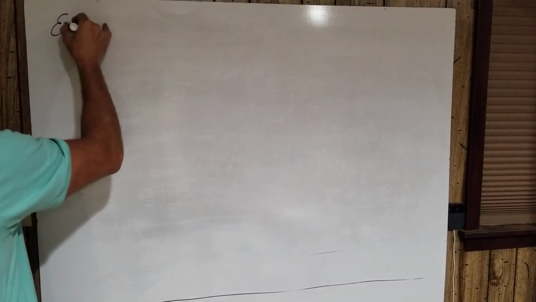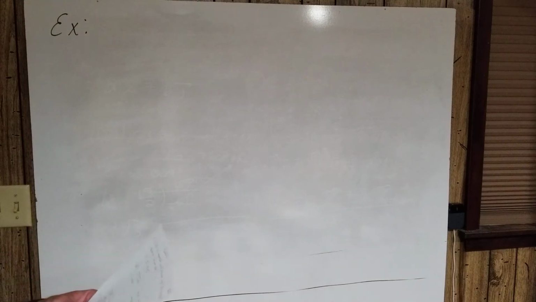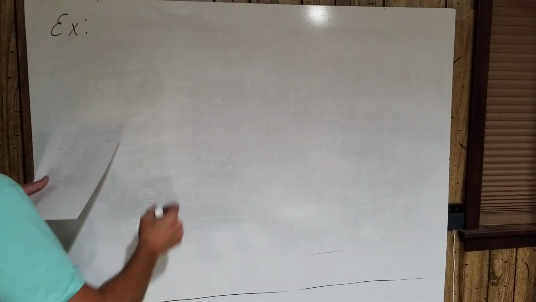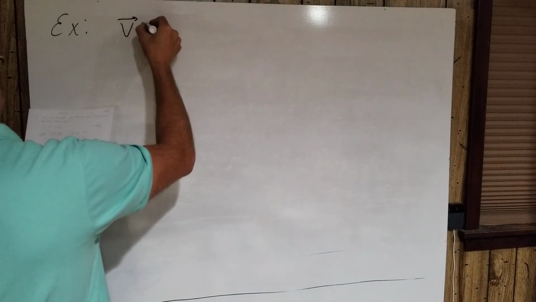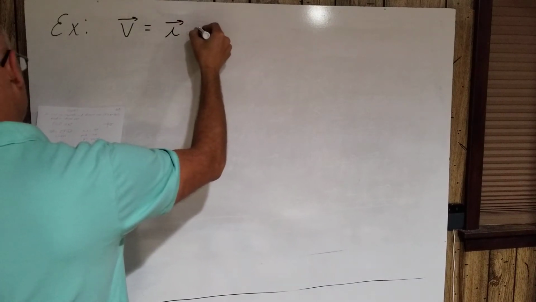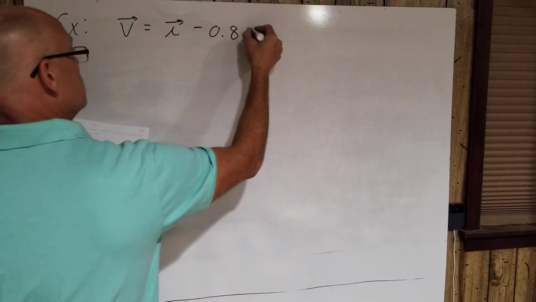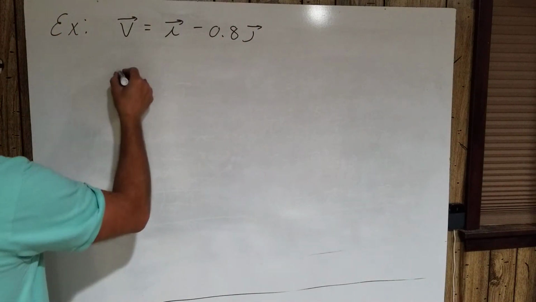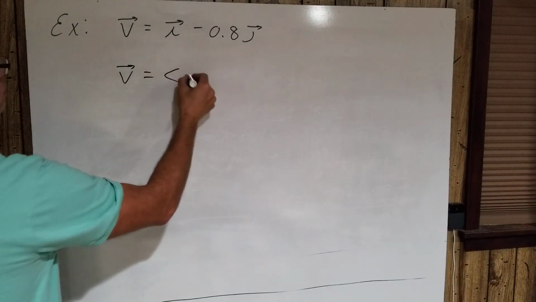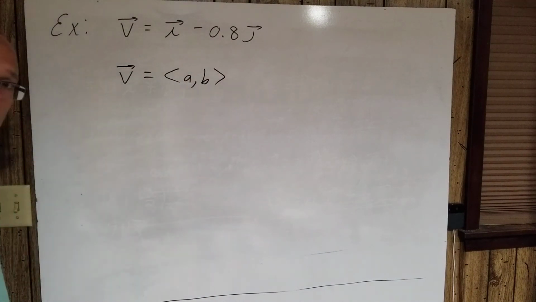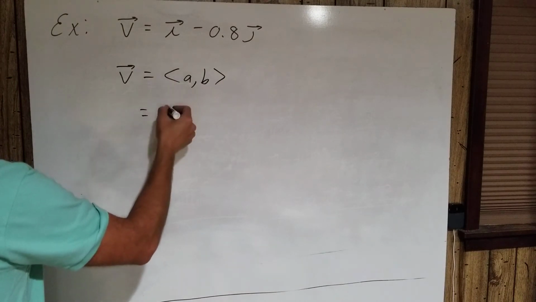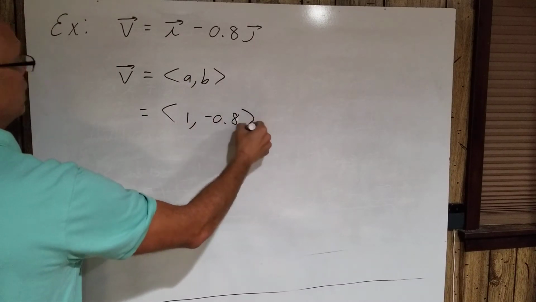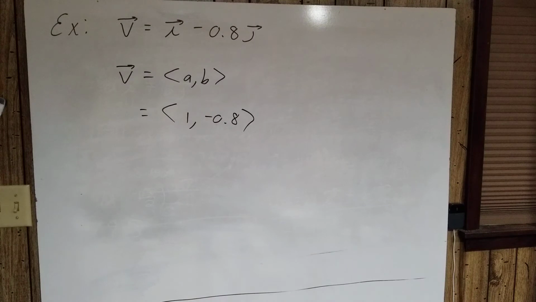All right, our next example is find the magnitude and direction angle where theta is between 0 and 360, round to 1 decimal place. They have v equal to the vector i minus 0.8 j. Now, if I want to write this in component form a comma b, wouldn't it really be just 1, negative 0.8? Let me convince y'all of that real quick.